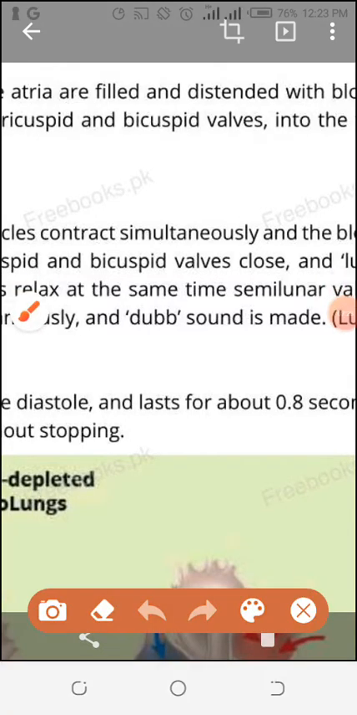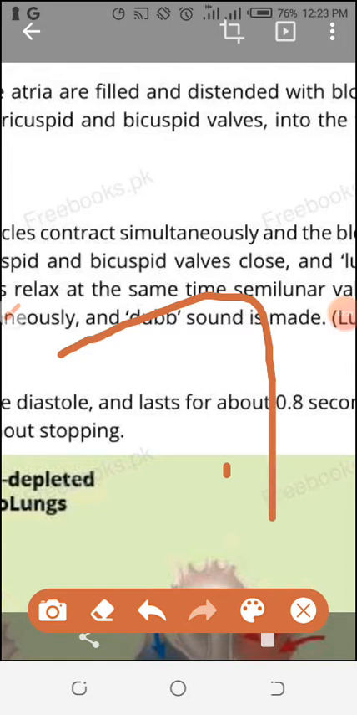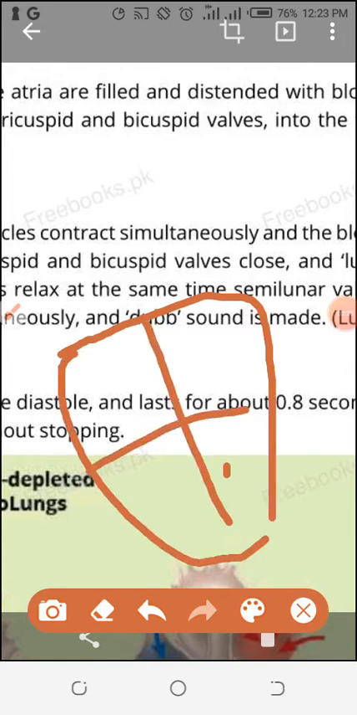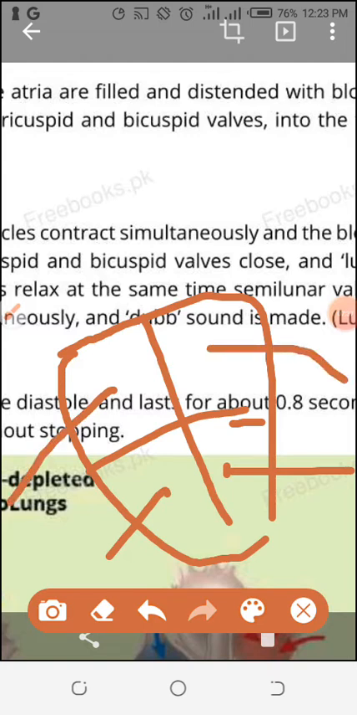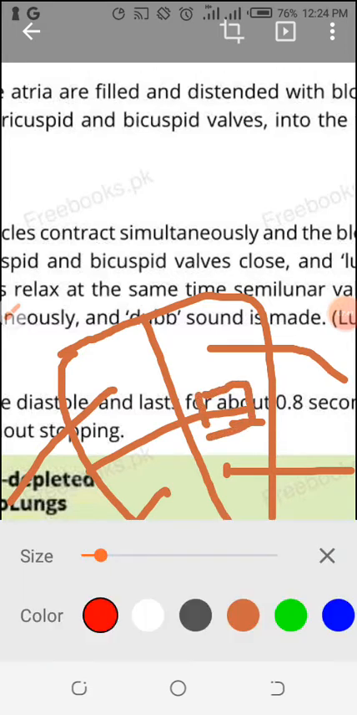Tricuspid valve close. I will draw a simple diagram to give you a clear concept. This is the right ventricle, this is the left ventricle, this is the right atrium, this is the left atrium, and what will happen when the bicuspid valve will close? Look here, watching the figure is very necessary now in this concept. Okay, I hope you are watching.